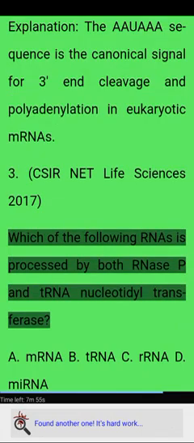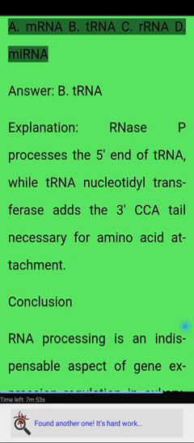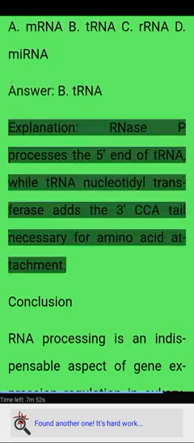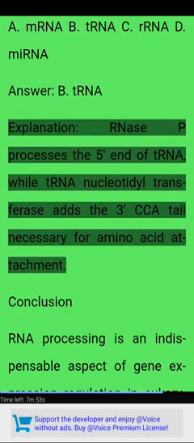Which of the following RNAs is processed by both RNase P and tRNA nucleotidyltransferase? A. mRNA, B. tRNA, C. rRNA, D. mRNA. Answer: B, tRNA. Explanation: RNase P processes the 5' end of tRNA, while tRNA nucleotidyltransferase adds the 3' CCA tail necessary for amino acid attachment.